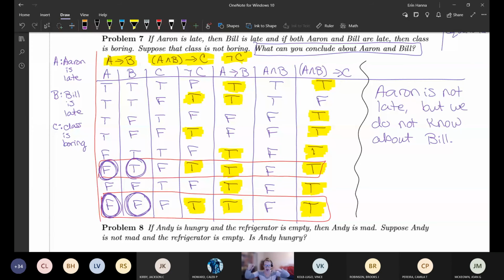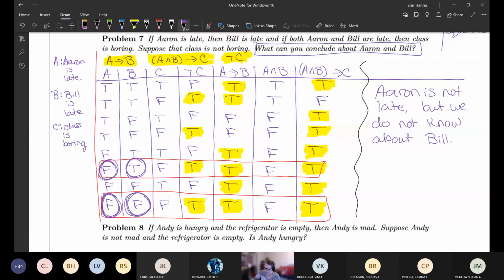So what I did is I went and highlighted all of the places where those statements were true. I found all the places where not C was true, where the A implies B was true, and where the A and B implies C was true. And then the way you actually find the answer is when they are all true.